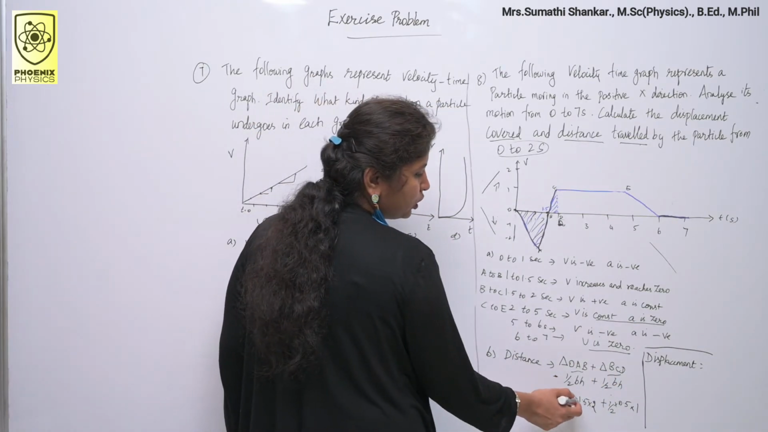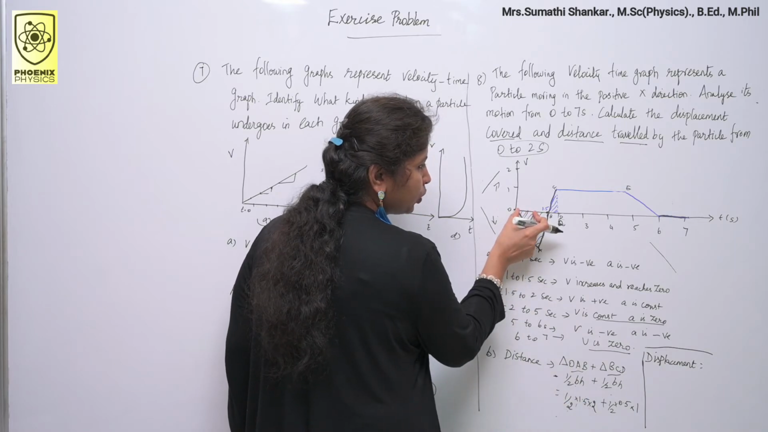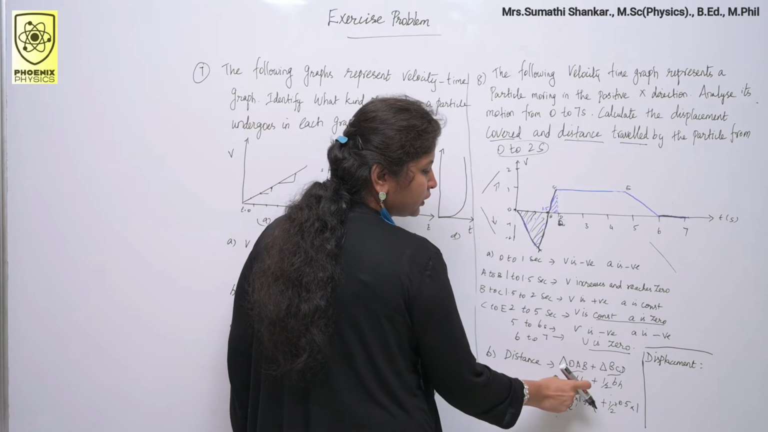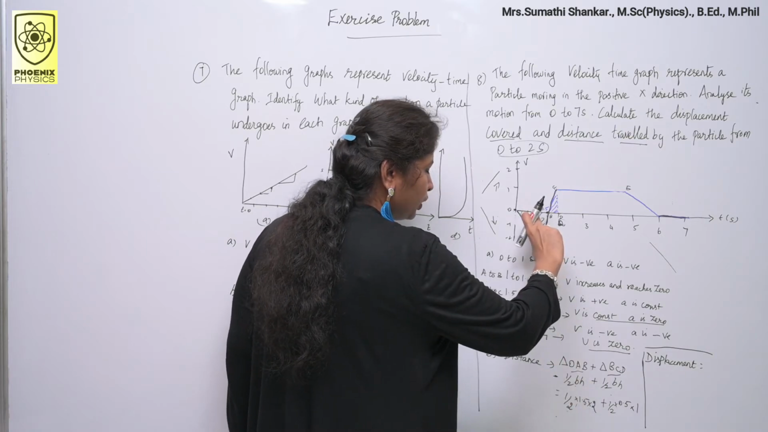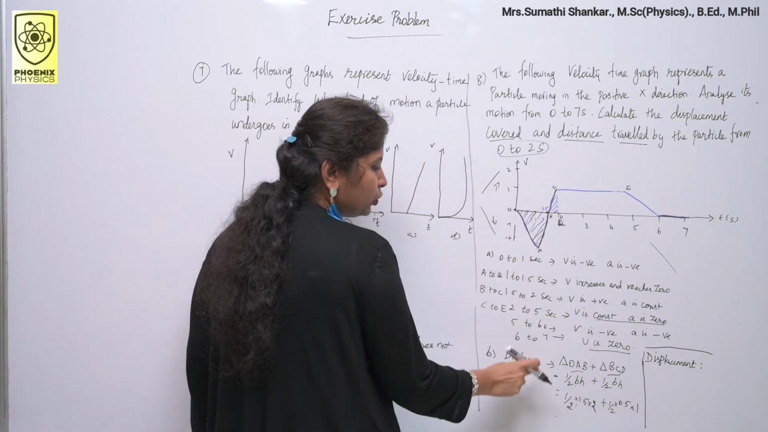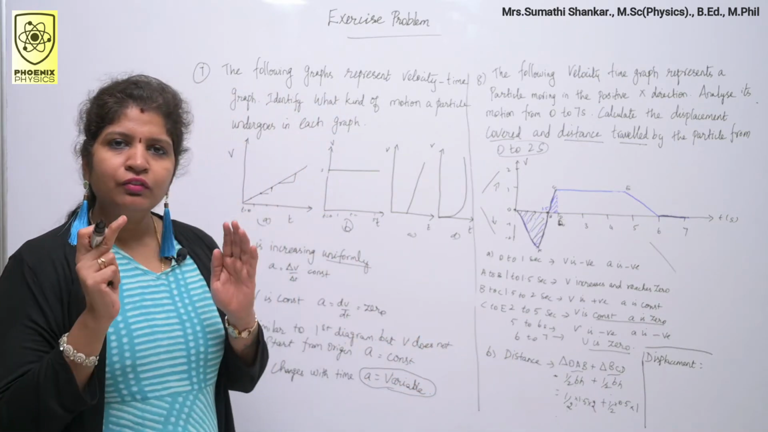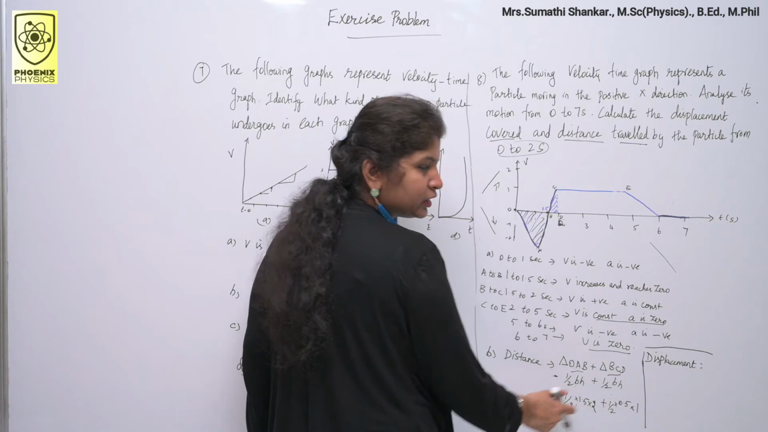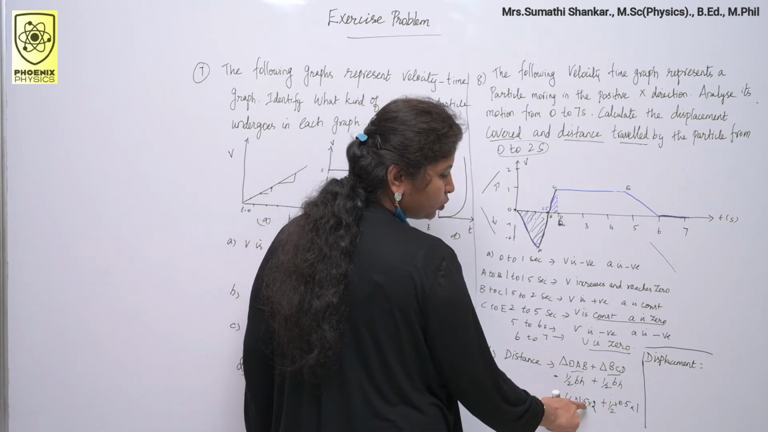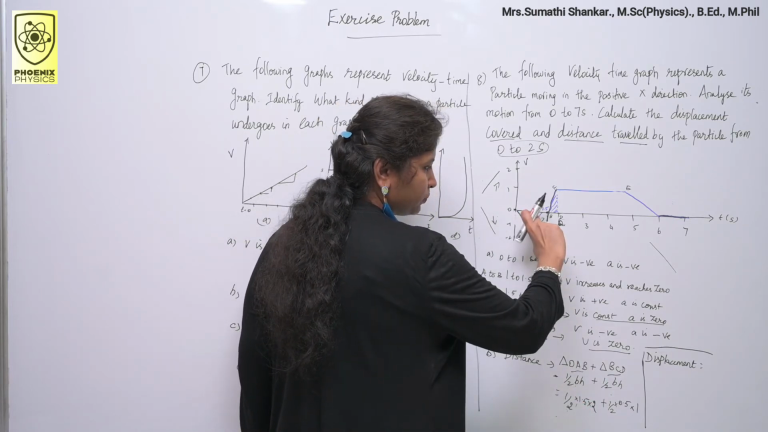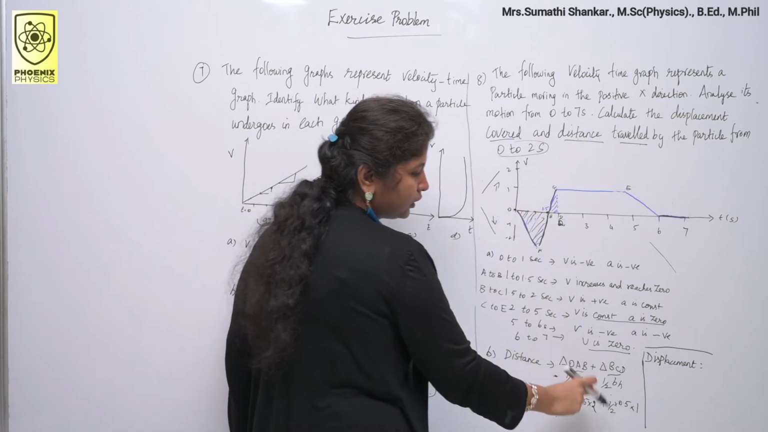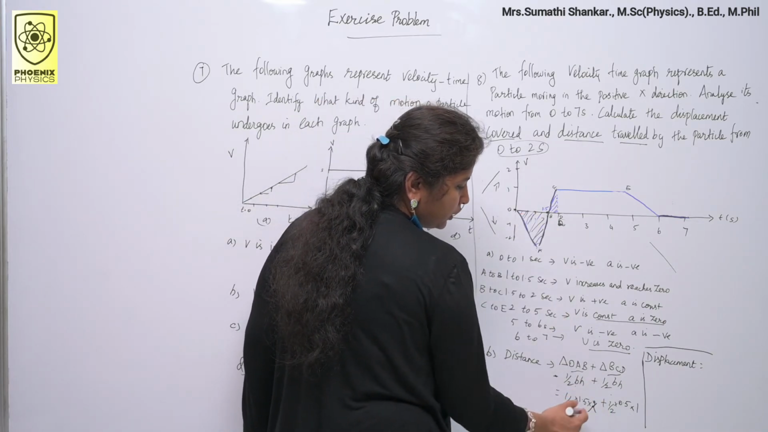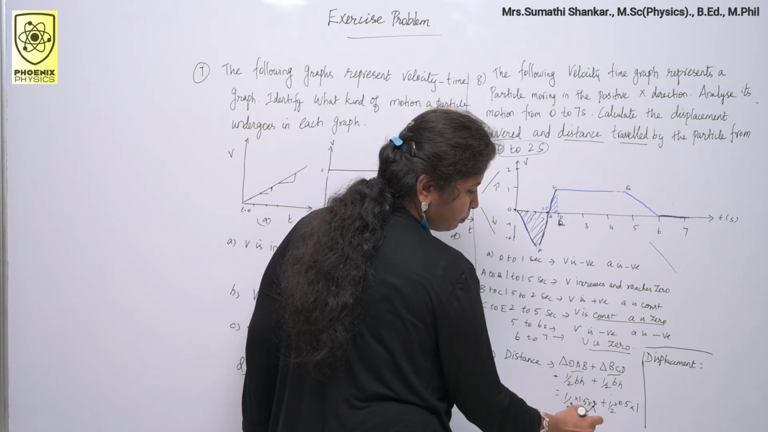Here 1 by 2, then base is up to this 1 and here 0.5. So 1.5 is our base. Then height here 2, actually this is minus 2. You know that distance means we have to take only the magnitude. That is why I didn't put minus sign here. So 1 by 2 into 1.5 into 2. This height is triangle height. So 1 by 2 into 1.5 into 2. Cancel this 2. Your answer is 1.5 plus.